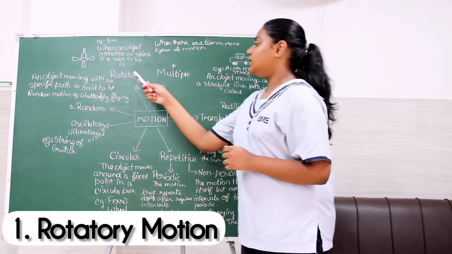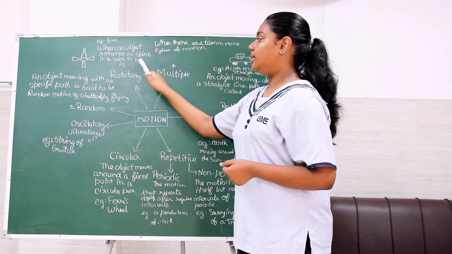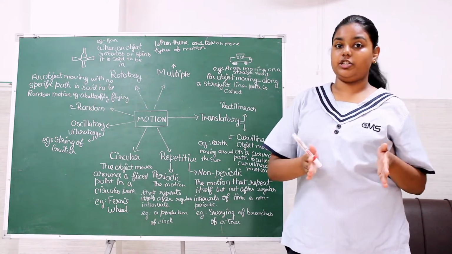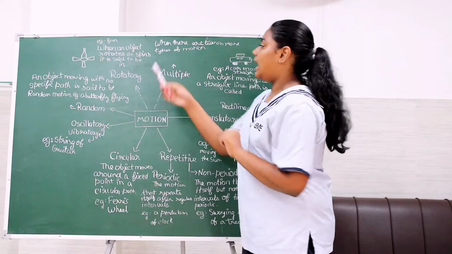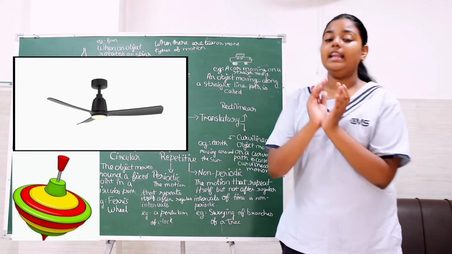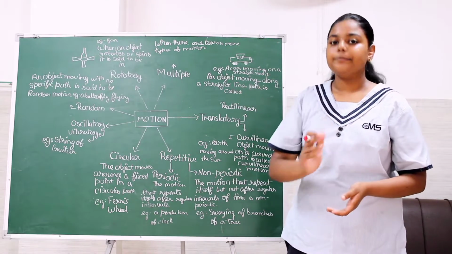So the first type of motion is rotatory motion. When an object rotates or spins, it is said to be in rotatory motion. From the word rotatory, we can understand its definition. The examples are a fan and a spinning top. As you can see in this picture, the fan rotates and the spinning top spins.